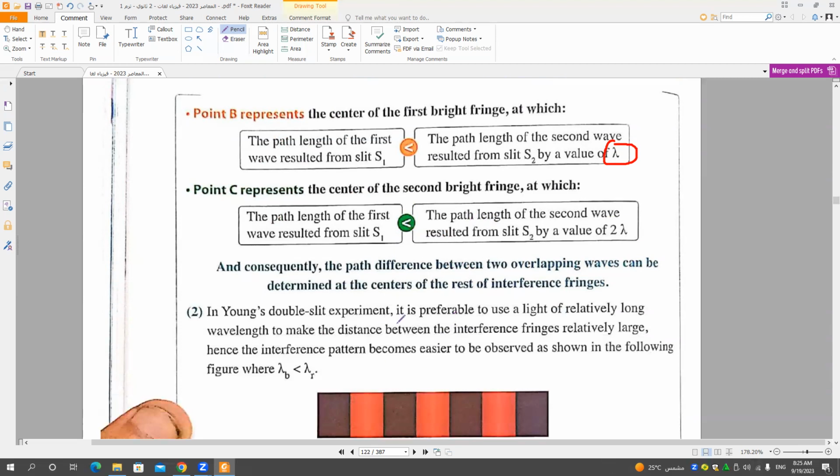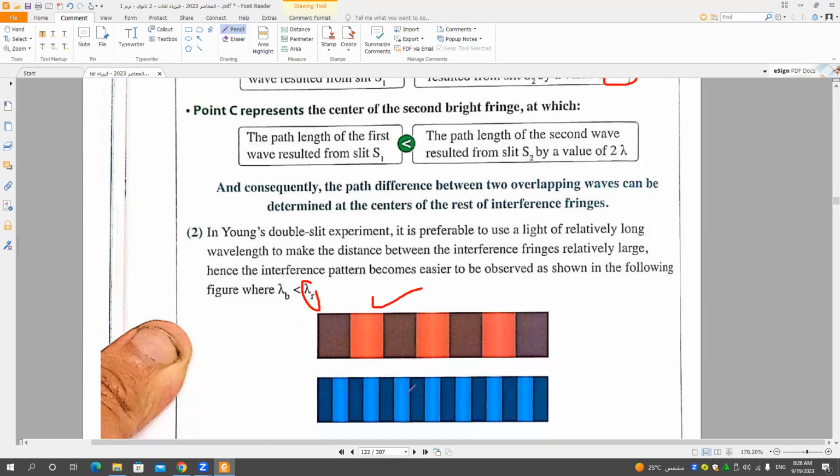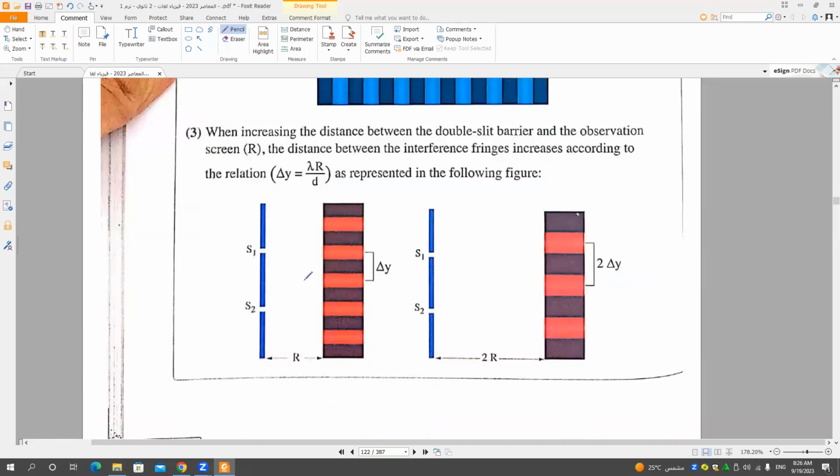In Young's double slit experiment, it is preferable to use light of relatively long wavelength such as red light, to make the distance between the interference fringes relatively large, so the dark and bright fringes are clearly observable. The red light has the longest wavelength. It is more clearly observed than the blue one.